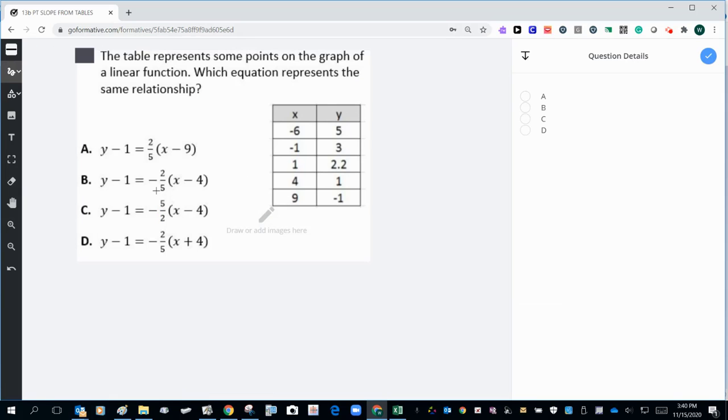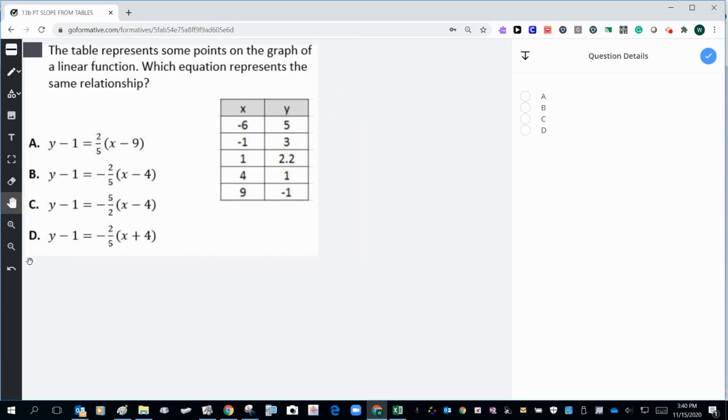First thing I'm going to do is move the problem to the side by clicking the hand. The problem says the table represents some points on the graph of a linear function. Which equation represents the same relationship? Here I have four multiple choices, and I'm trying to decide which one corresponds to this table. So basically, I'll do like the assignment before. I'm going to select 2 points. Doesn't matter which one, so I'm going to select the first one and the second one.